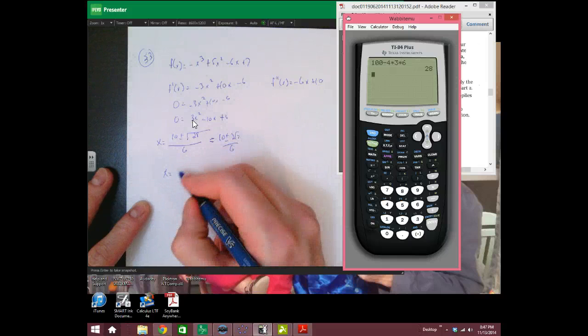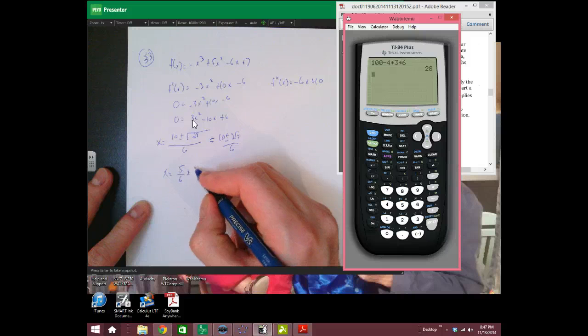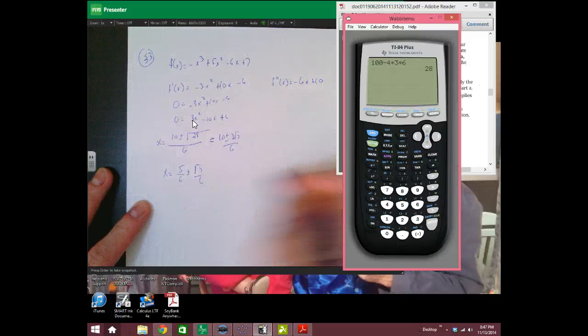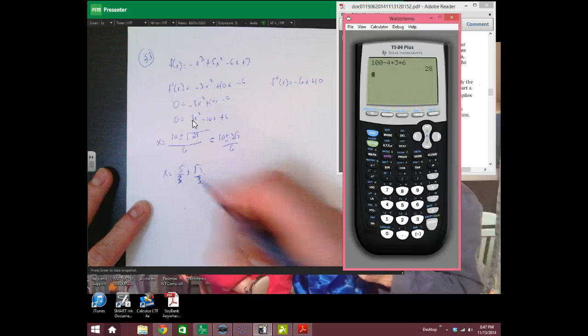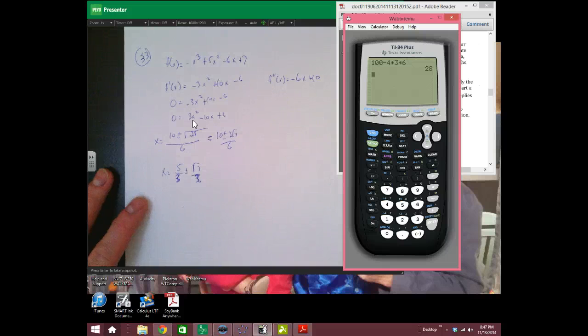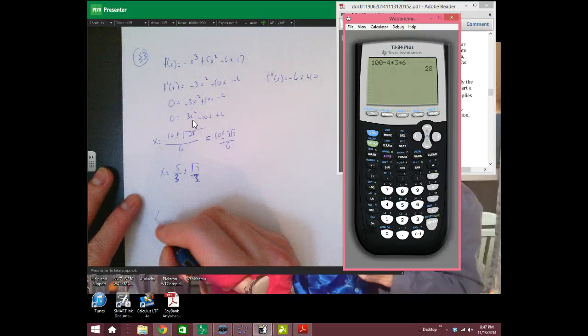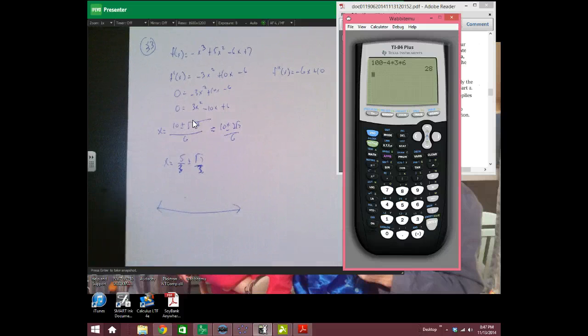Divide all those outside by 2. 5 over 6 plus or minus root 7 over 6. Sorry, no, over 3, because we divided the 2 out. So there are exact answers. Okay. Now, for us to do that derivative test, we just need to know what they are approximately.